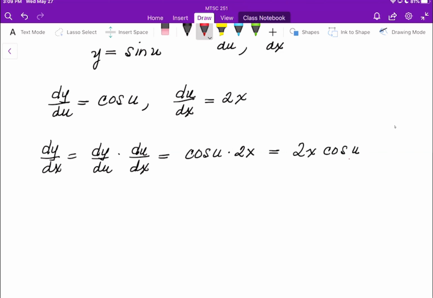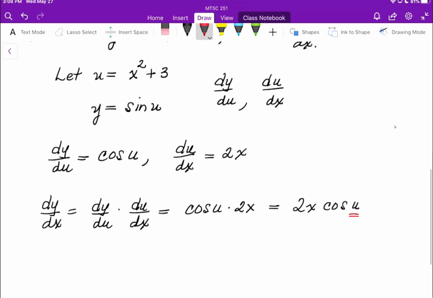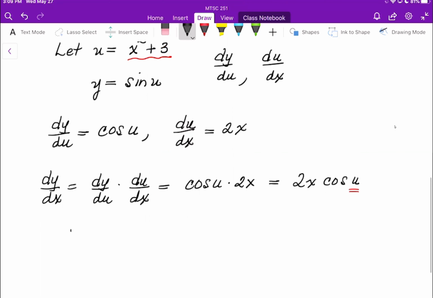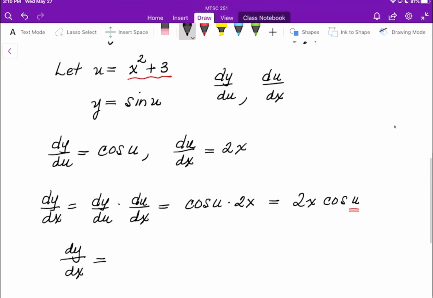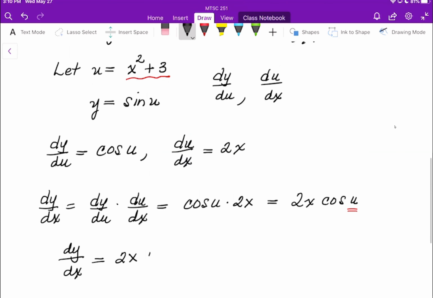But once again, we can't leave the problem like that. We have to take it back to its original state. So therefore, we get dy/dx is equal to 2x times the cosine of x squared plus 3.